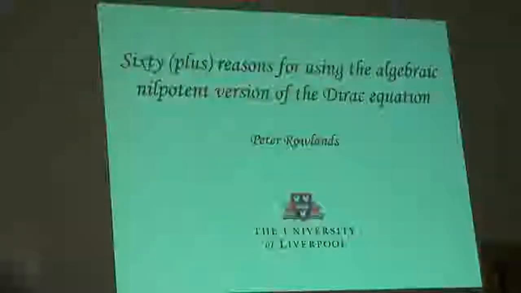Next speaker is Peter Rowland, who's going to give us more than 60 reasons for using the algebraic nilpotent version of the Dirac equation. I'm sure by the end of this talk it's going to be 70, it's going up all the time. It certainly is.